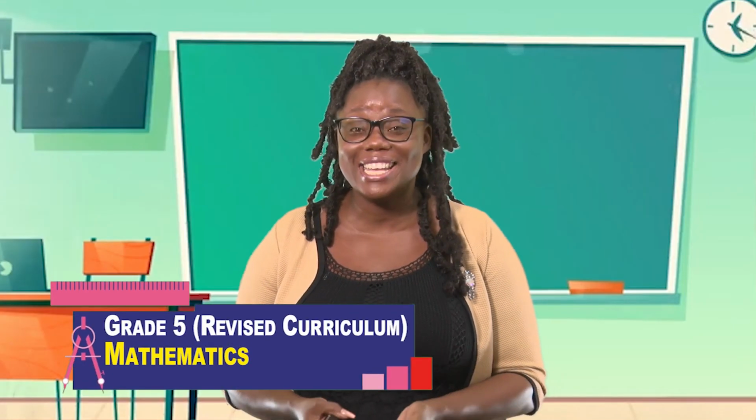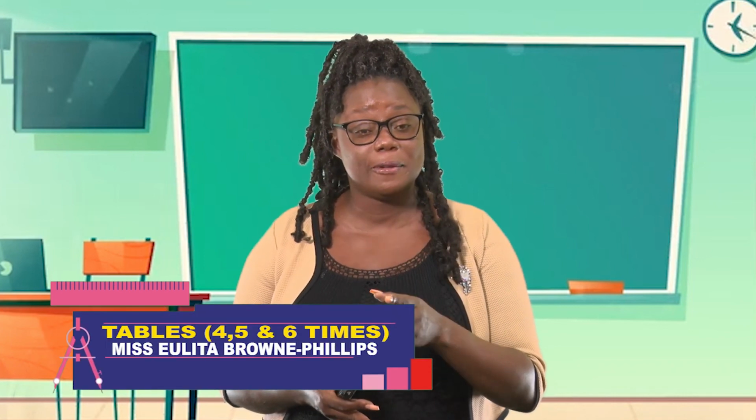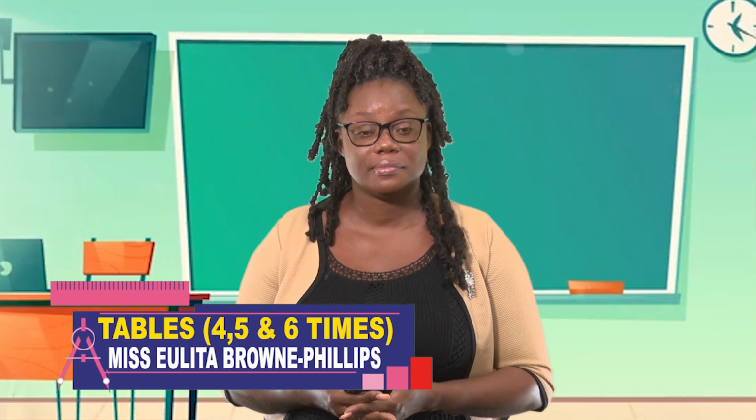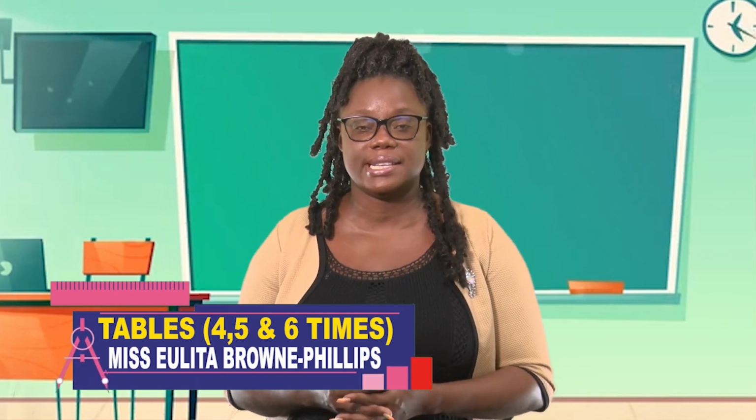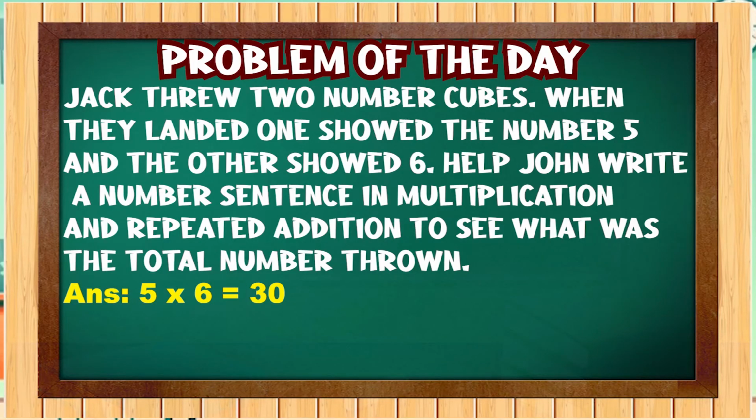I am confident that you, my little problem solvers, were able to help Jack. Let's write down the number sentences. The first number sentence, 5 times 6 equals 30. Remember, the first number tells us how many items are in the group. And the second number tells us how many groups there are.